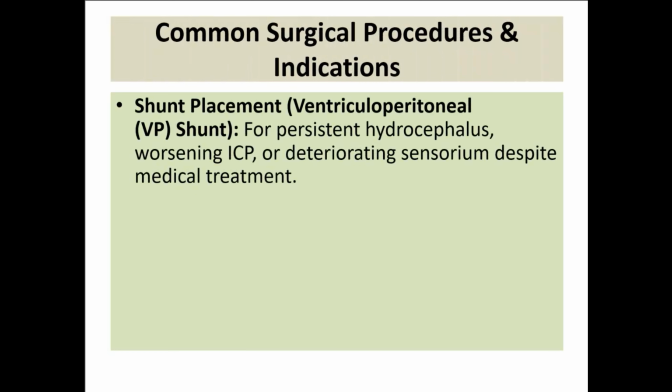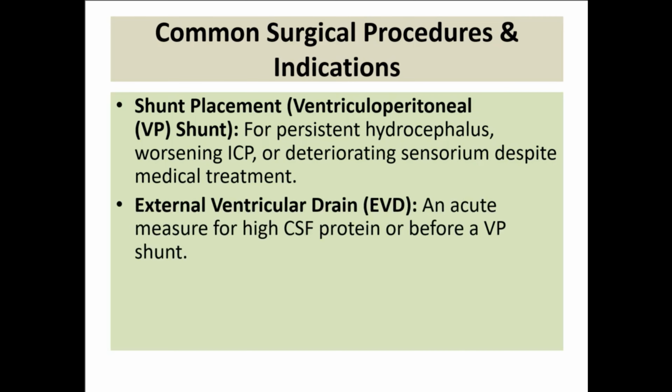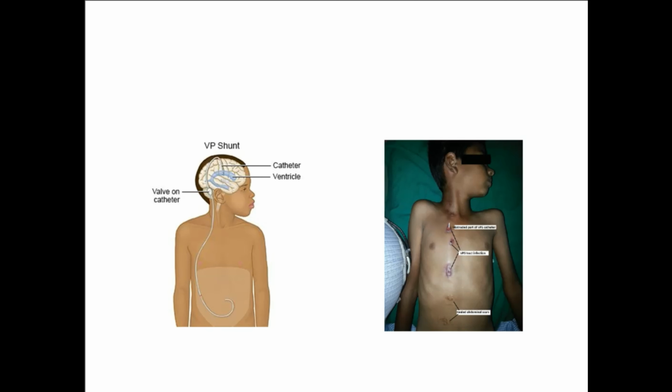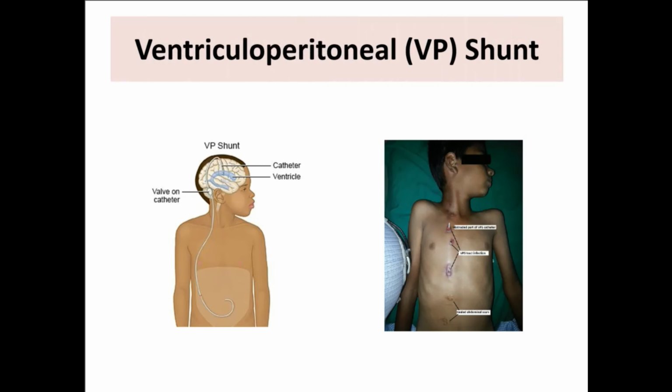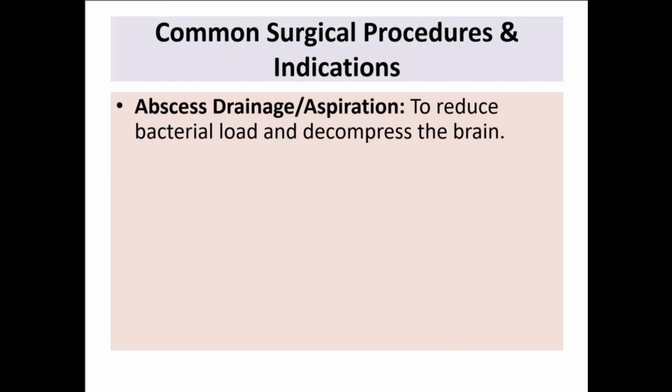Shunt placement, ventriculoperitoneal VP shunt, for persistent hydrocephalus, worsening ICP, or deteriorating sensorium despite medical treatment. External ventricular drain, EVD, an acute measure for high CSF protein or before a VP shunt. Endoscopic third ventriculostomy, ETV, an alternative to VP shunts, especially in chronic phases.